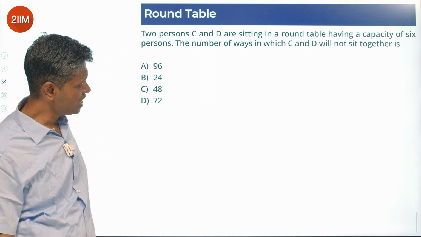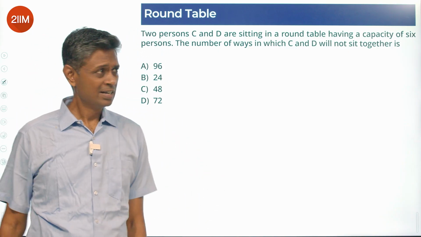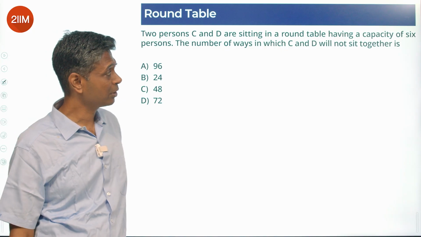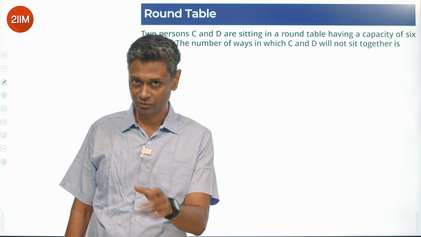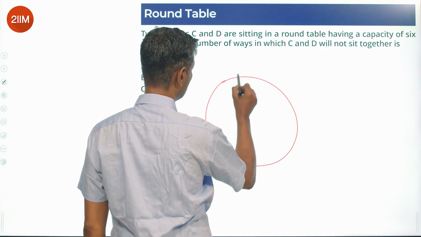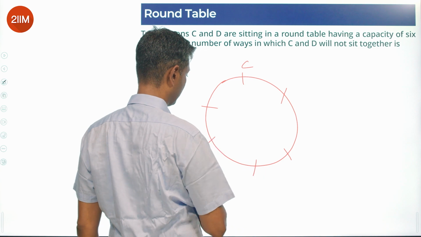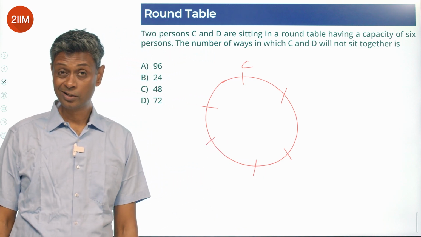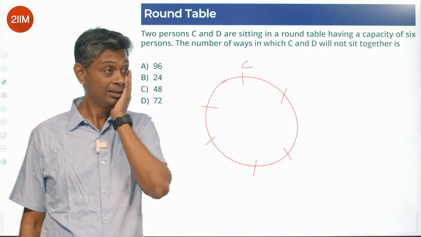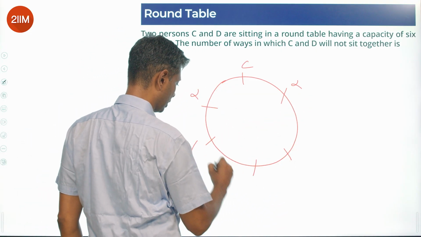A, B, C and D are sitting in a round table having a capacity of 6. Number of ways in which C and D will not sit together. Very interesting question. Number of ways in which 6 people can sit on a round table is 5 factorial. That we know. Now I'm going to think they will not sit together. What I'm going to do, I'm going to plonk C here. Gives us 1, 2, 3, 4, 5 seats remaining. Think about where D can sit. D cannot sit here, cannot sit here, can sit anywhere here.